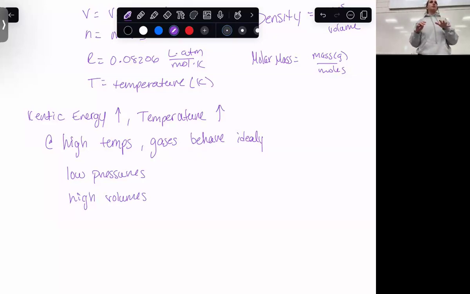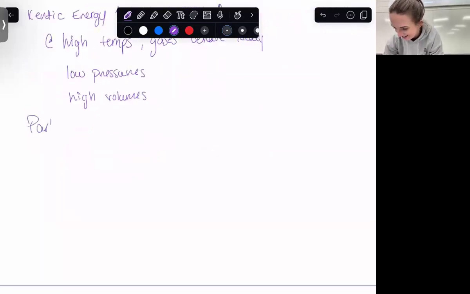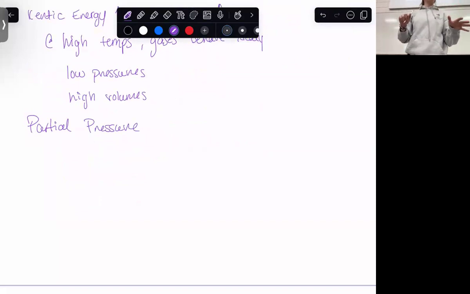Any questions on ideal gas behavior? Does that make sense why we want those types of conditions? Any other equations that are usually involved with gases that anyone could think of? Like partial pressure? Yeah, perfect. So we have the partial pressure of our gases. There's a couple of equations that go along with partial pressure. Does anyone know one of them?